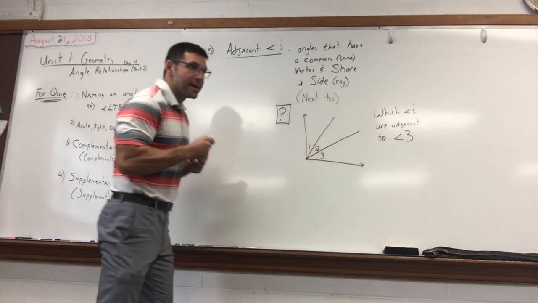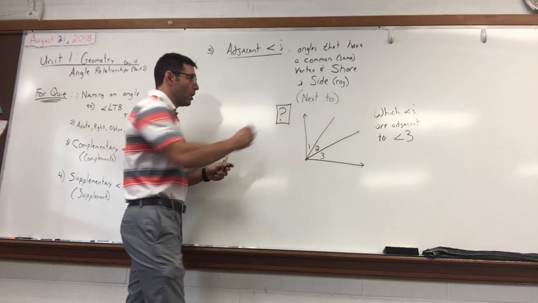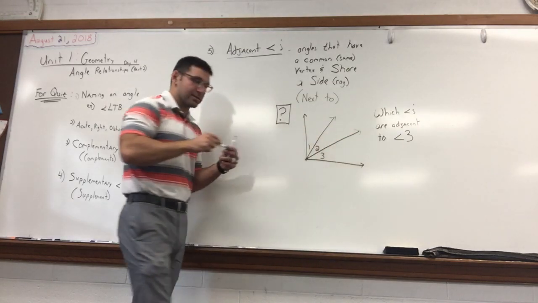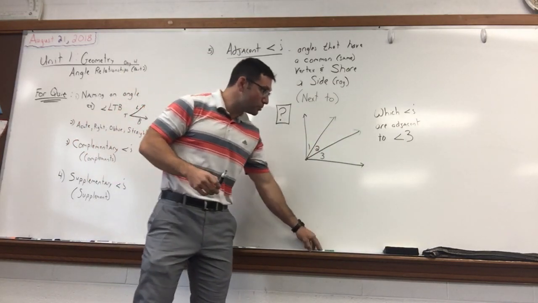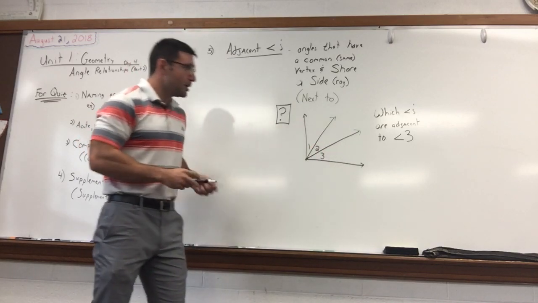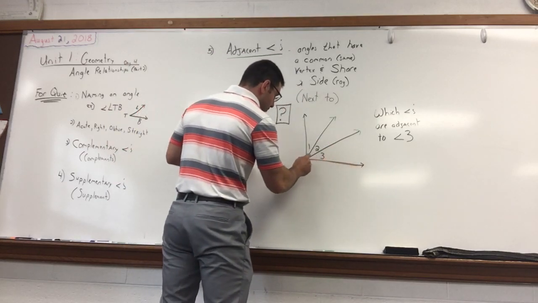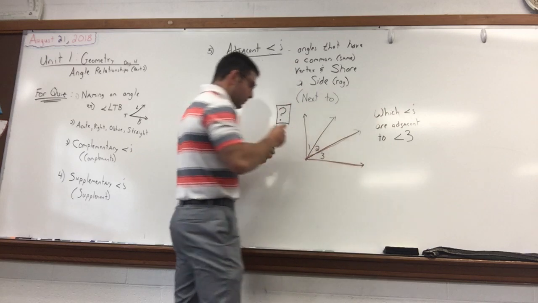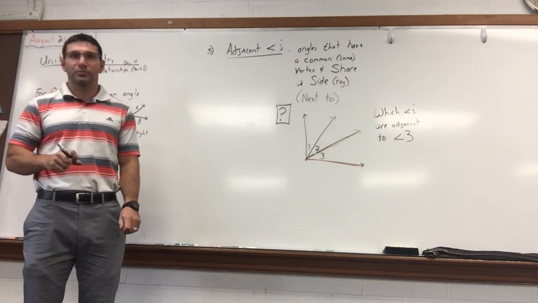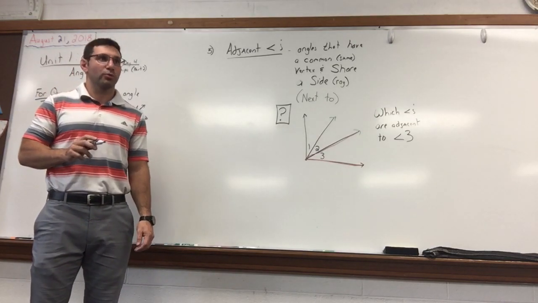Here is my common vertex. All the angles have the same vertex. So for something to be adjacent to 3, here's 3. I'm going to outline 3 in red. An angle has to share part of that red ray. Which angle is adjacent to angle 3?